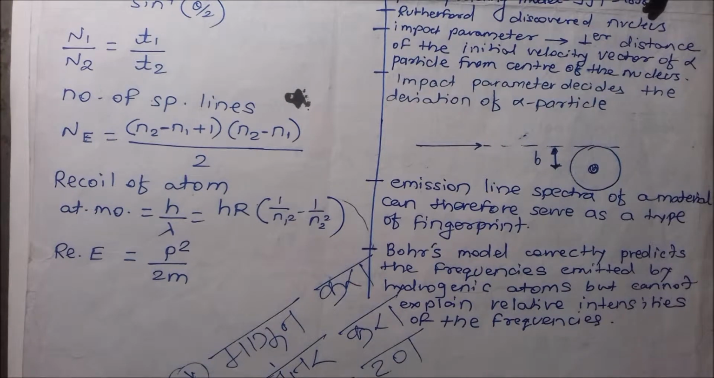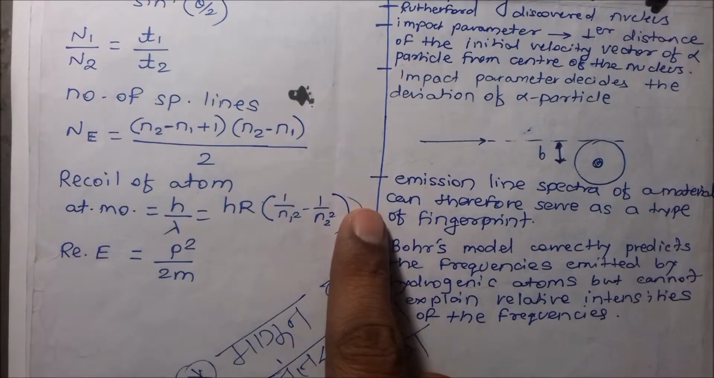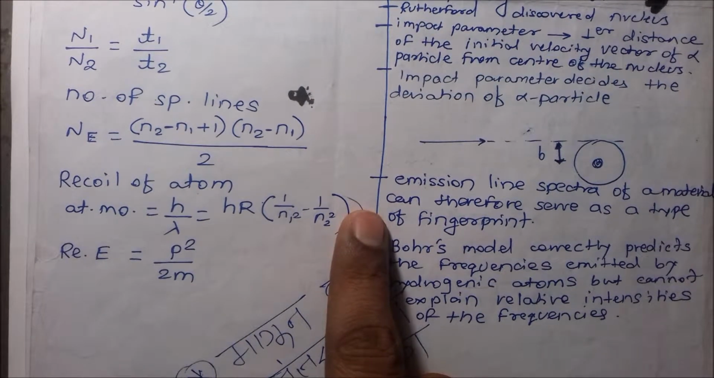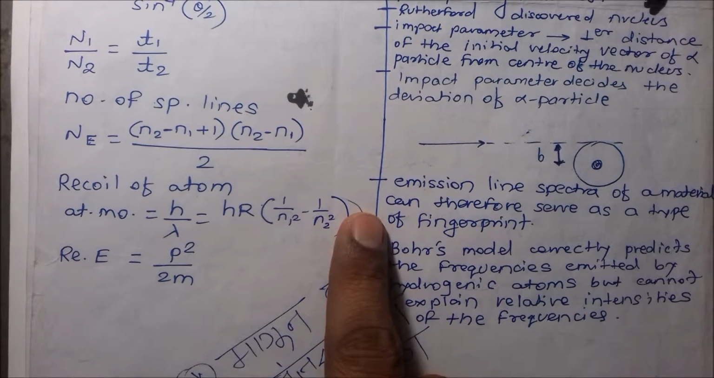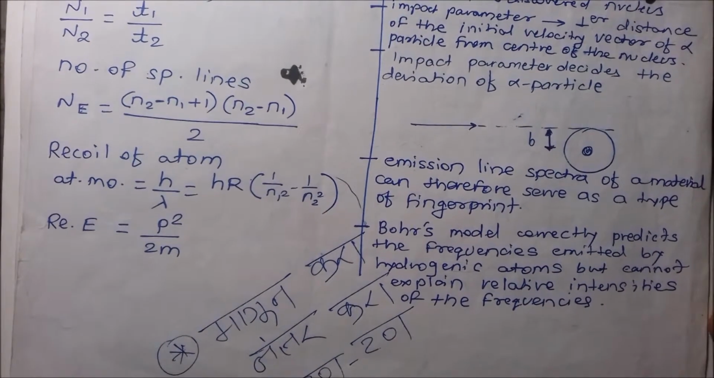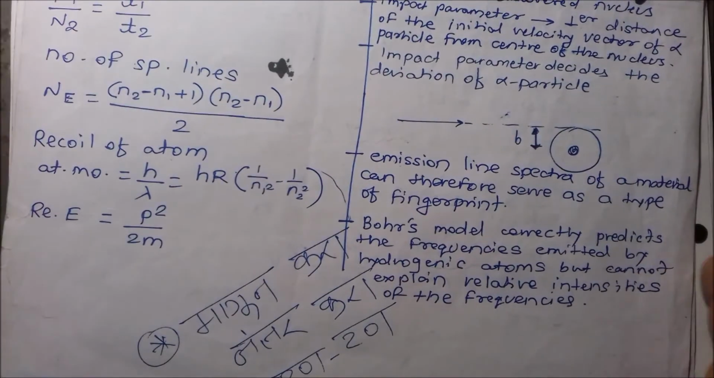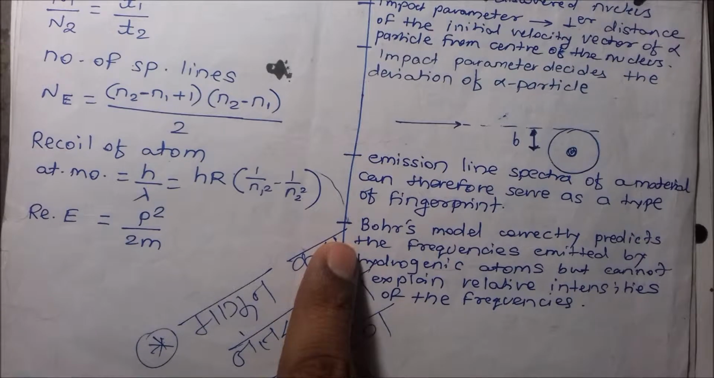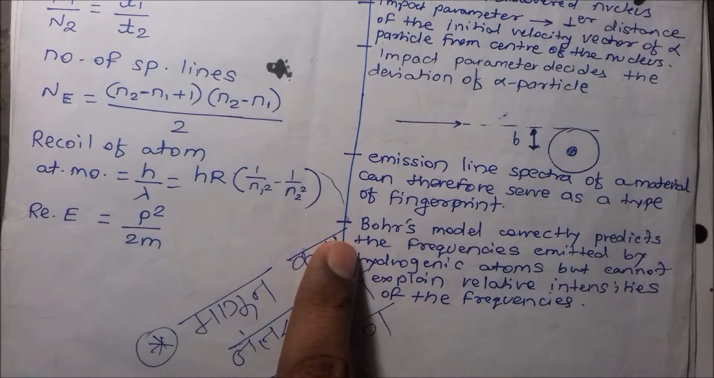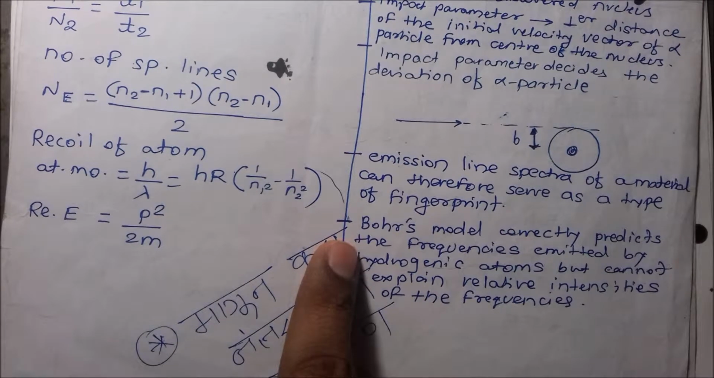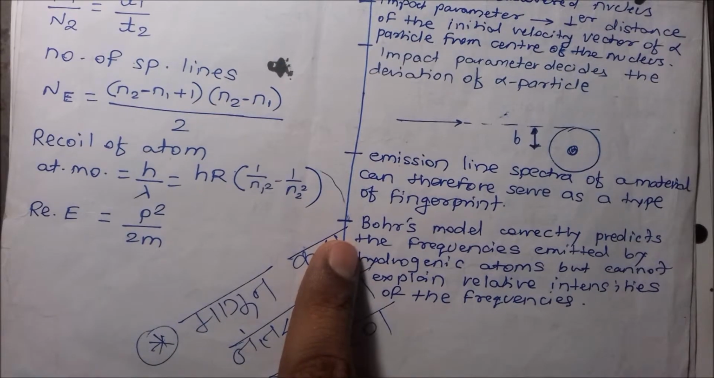Two more points about atomic emission. Emission line spectra of a material can act as fingerprint of that material. Bohr's model correctly predicts the frequencies emitted by hydrogenic atoms, but cannot explain relative intensities of the frequencies.